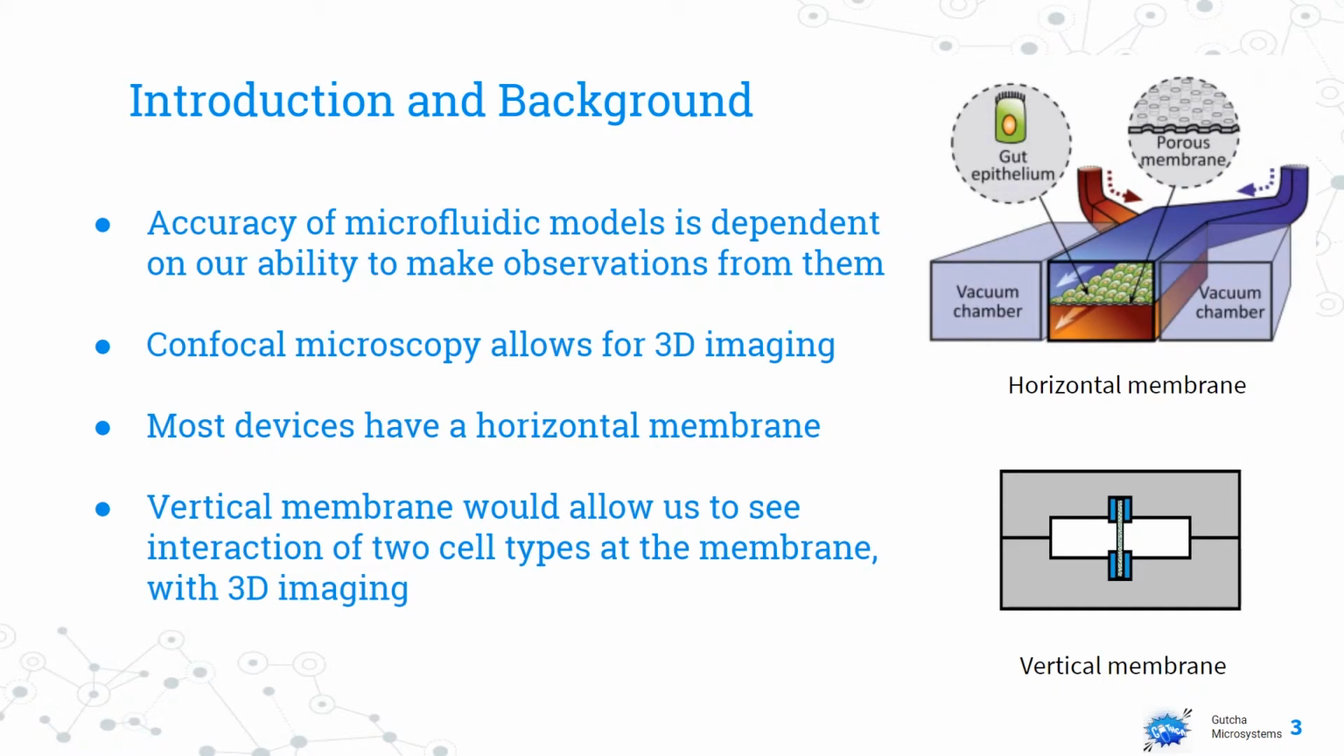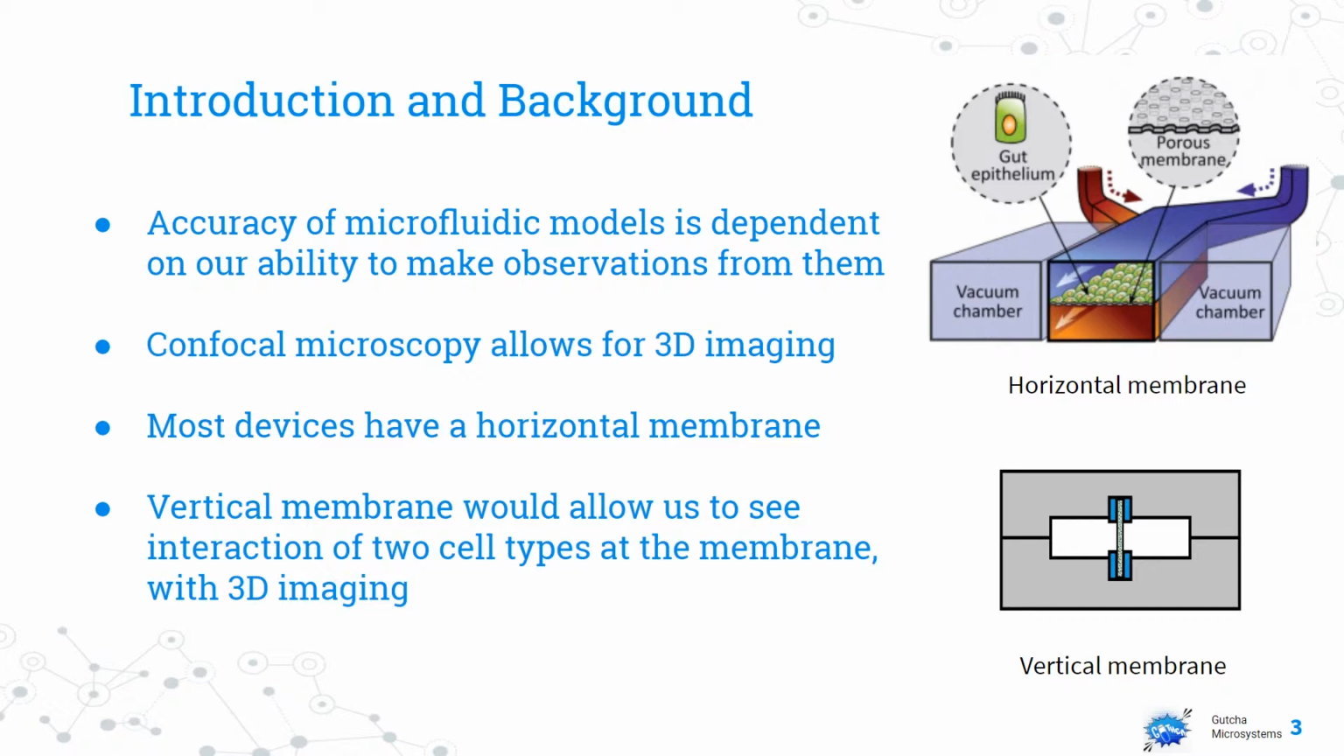So for our project, we decided to focus on what comes at the end of any experiment, which is the imaging and the observation. We know that the accuracy of any data that we collect at the end of an experiment depends on the quality of the observations we can make. And in this case, it would be seeing our cells under a microscope. Normally, we use a light microscope to get 2D images of the cells, and confocal microscopy can be used for 3D images.